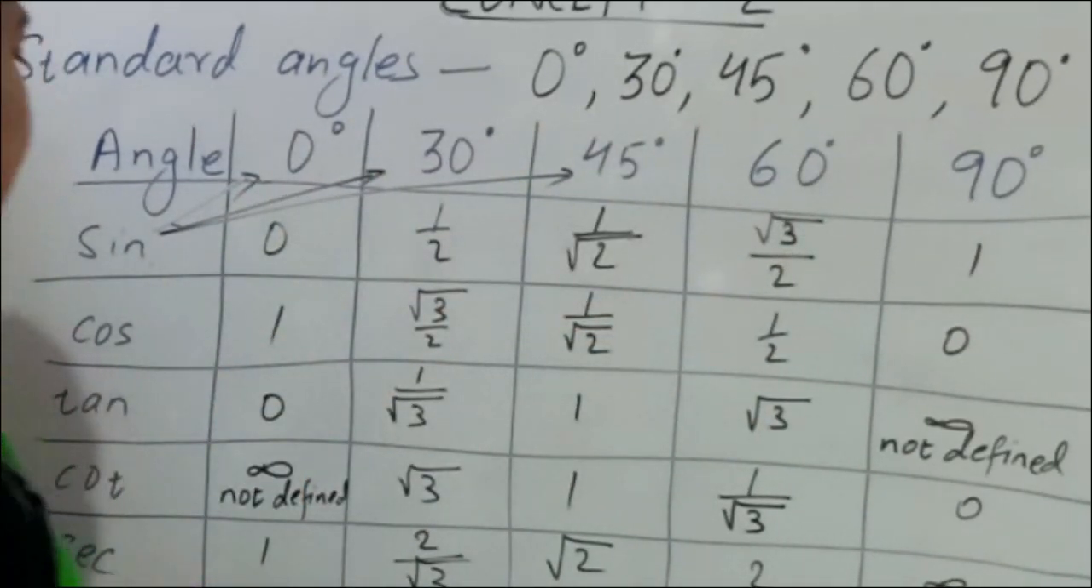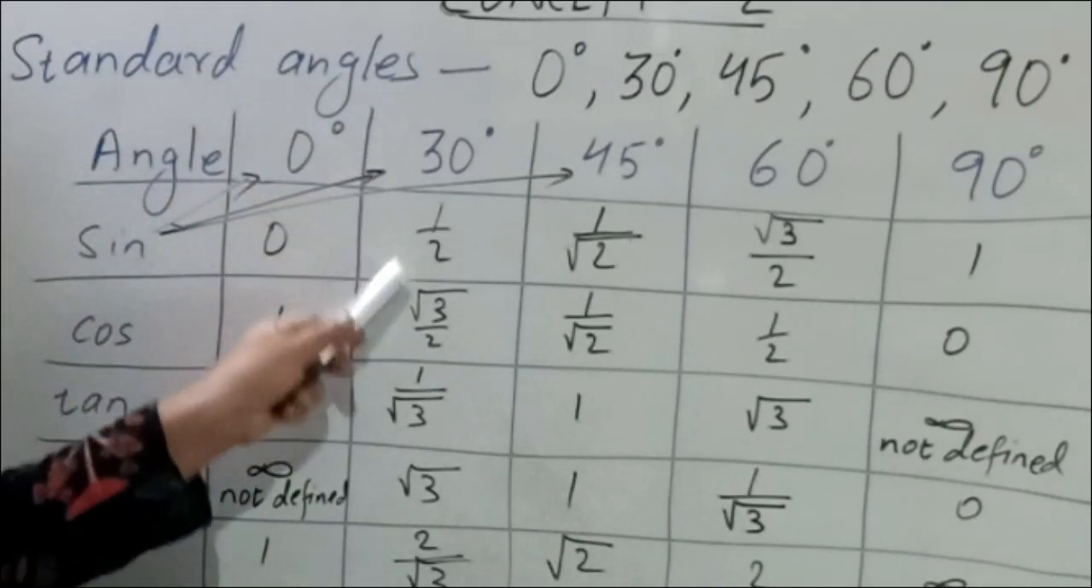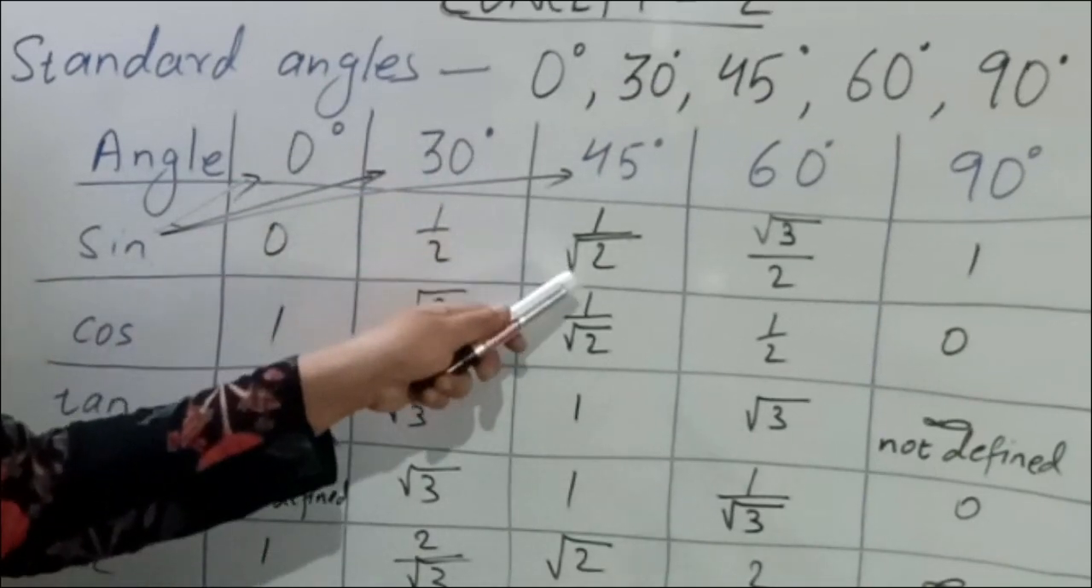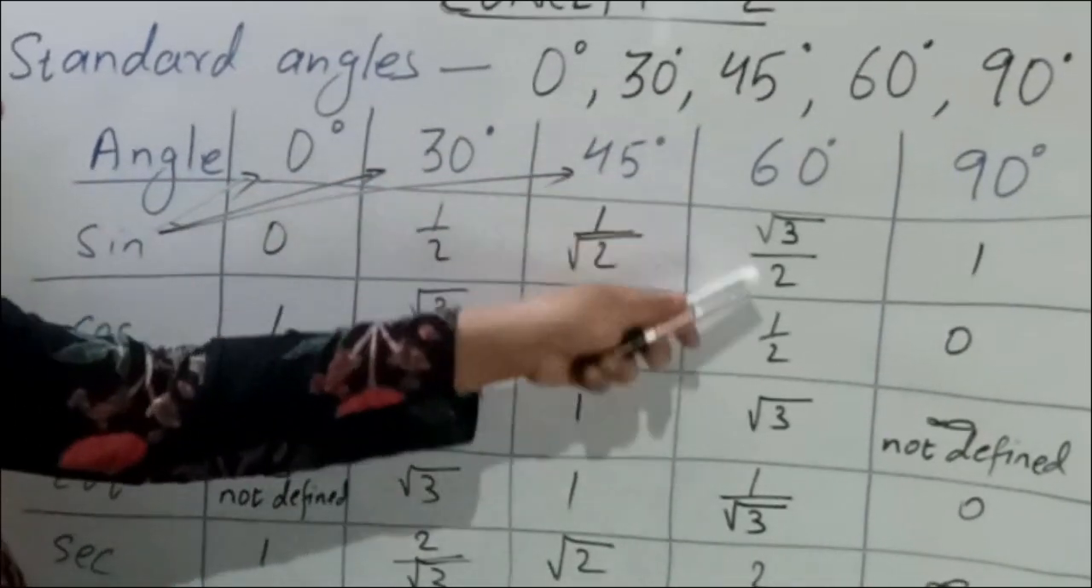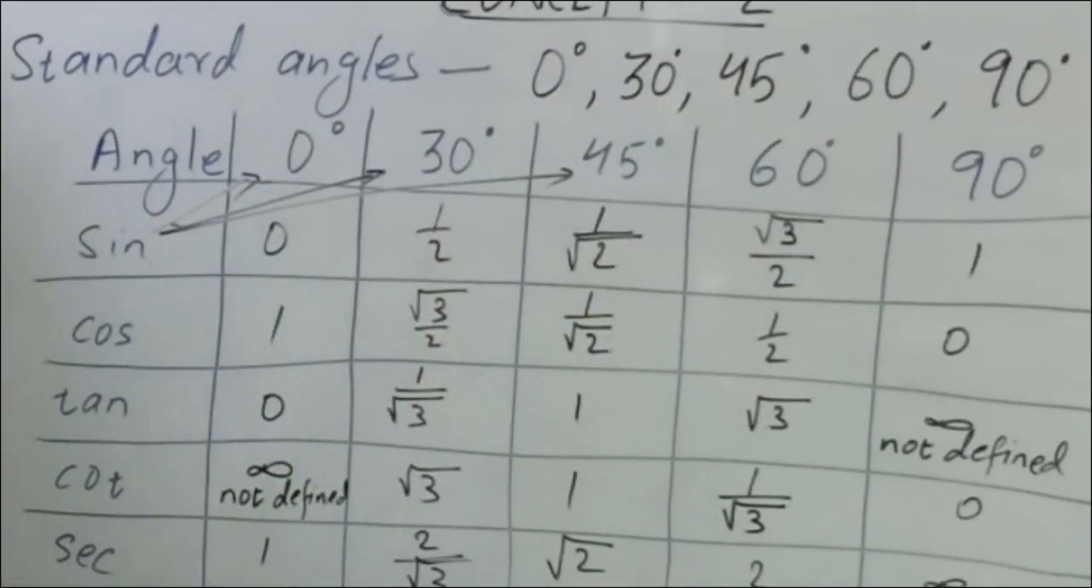Clear? So the sine values you must know compulsorily. Sine 0 is 0, sine 30 is 1 by 2, sine 45 is 1 by root 2, sine 60 is root 3 by 2, sine 90 is 1. Clear? Next, cos. Cos means what?